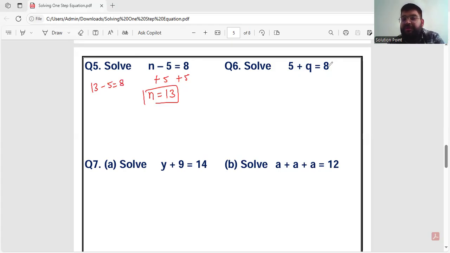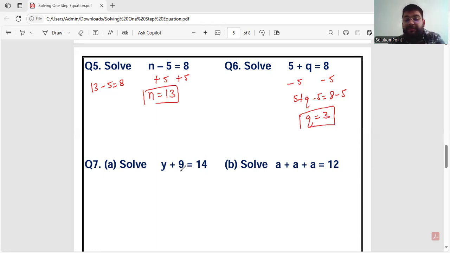This 5 plus q equals 8. So we need to get rid of this 5 from here. Since this is in addition, the inverse operation will be subtraction. So this 5 plus q minus 5, and this will become 8 minus 5. So this 5 plus 5 and minus 5 will become 0, and this 8 minus 5 is 3. So the value of q is 3.